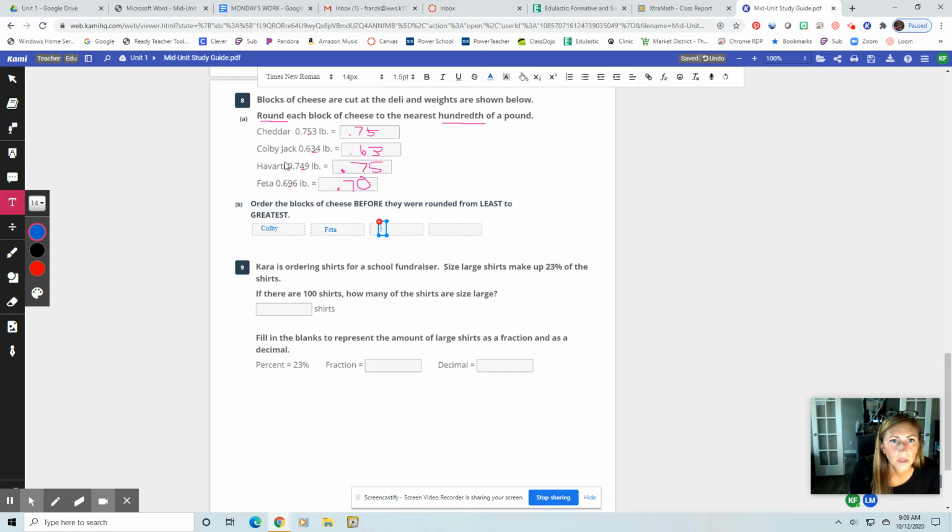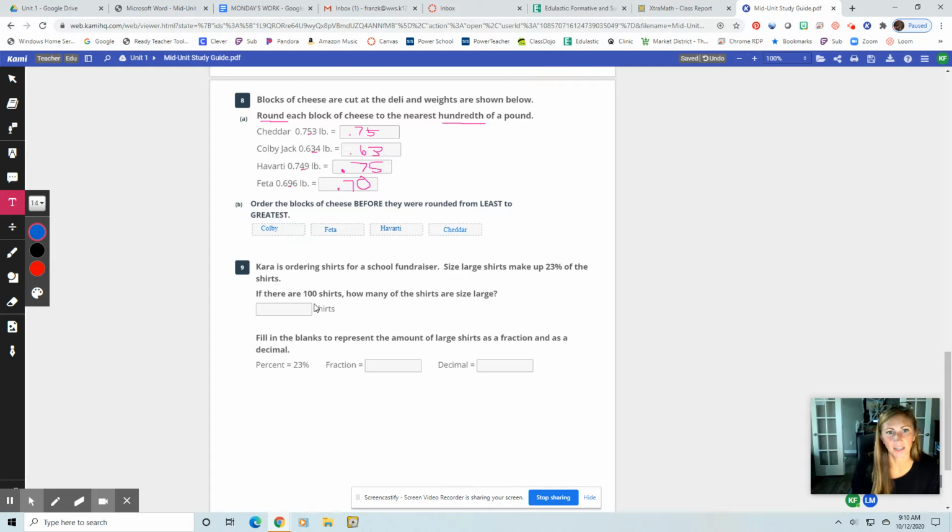The third one, okay, so now these started with a 7. So I have a 75 and I have a 74. Okay, Havarti. Havarti would be first before the cheddar. So cheddar's last. All right, they're in order from least to greatest. So I compared them tenths and hundredths, and then didn't even have to get to the thousandths to compare them.